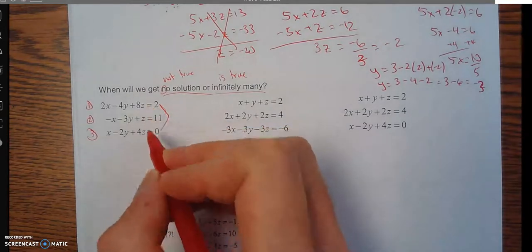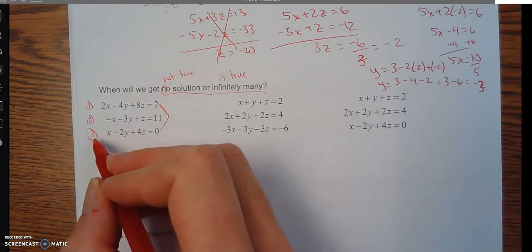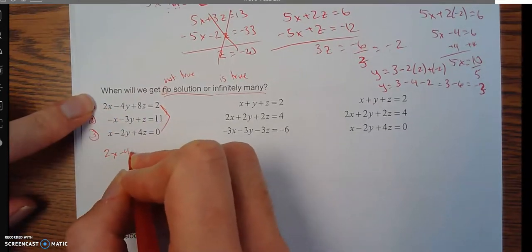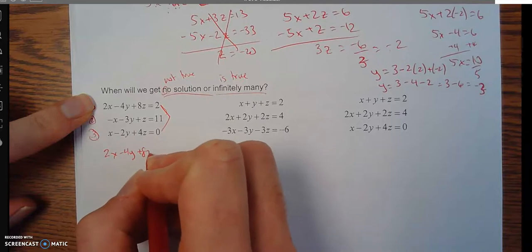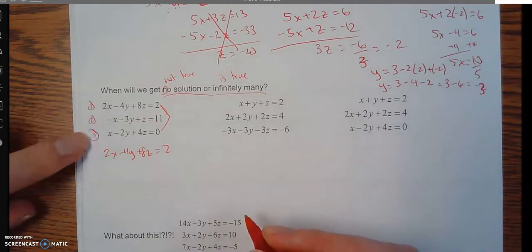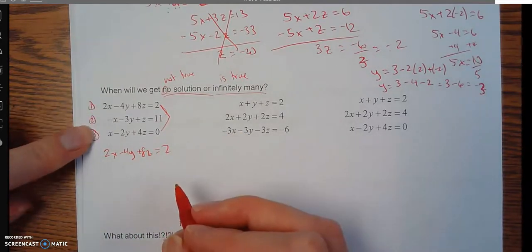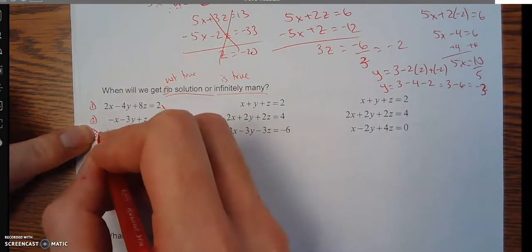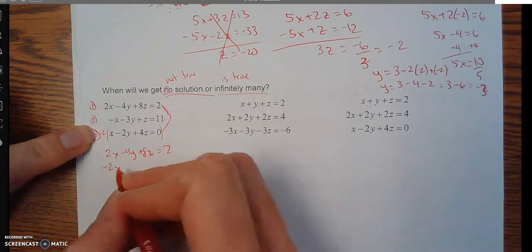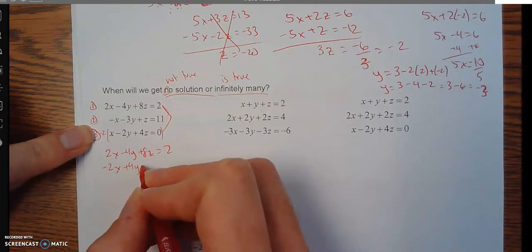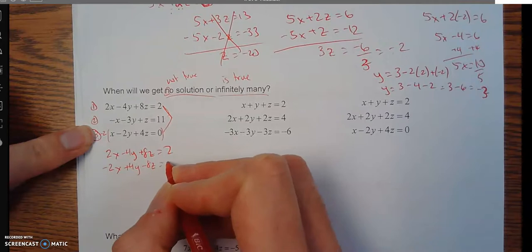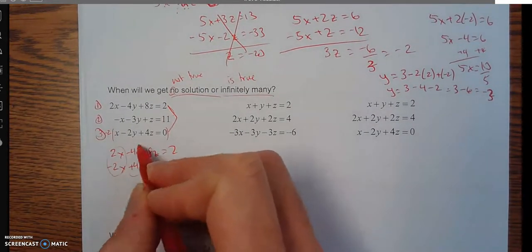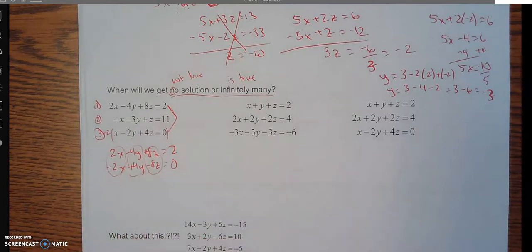So if I take these two equations, I want to get rid of the x, so I'm going to take this one and double it. Or I want to rewrite this. So I've got 2x minus 4y plus 8z equals 2. Actually, I'm going to take it times negative 2. So I'm going to take this whole thing times negative 2. So negative 2x plus 4y minus 8z is going to equal 0. And look what happens here. They all wipe each other out.